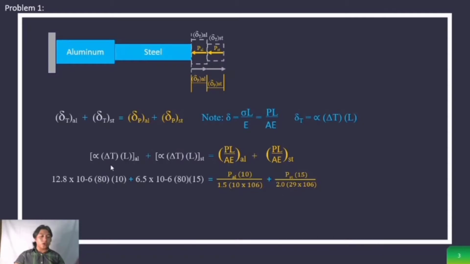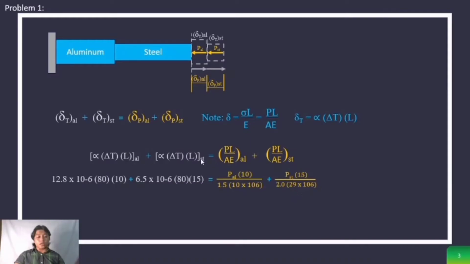So we have the thermal expansion of the aluminum, which is 12.8 times 10 to the power of -6, and the change of temperature 80 degrees Fahrenheit times the length of the aluminum, which is 10, plus the thermal expansion of the steel, which is 6.5 times 10 to the power of -6, and times the change of temperature, which is 80 degrees Fahrenheit, times the length of the steel, which is 15, equals to the P aluminum times the length of aluminum, which is 10, over the area of aluminum, which is 1.5, times the modulus of elasticity of aluminum, which is 10 times 10 to the power of 6, plus P steel times the length of the steel, which is 15, over the area of the steel, which is 2, times the modulus of elasticity of the steel, which is 29 times 10 to the power of 6.